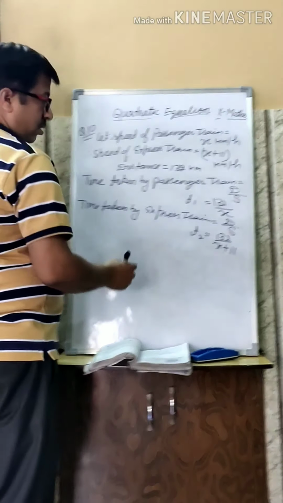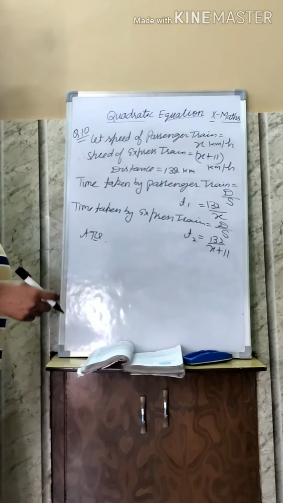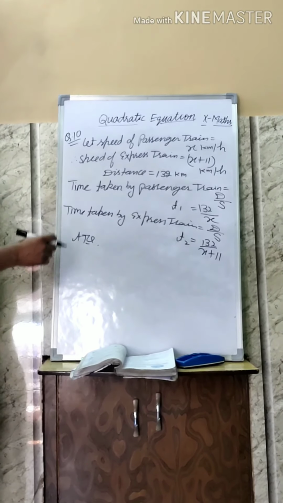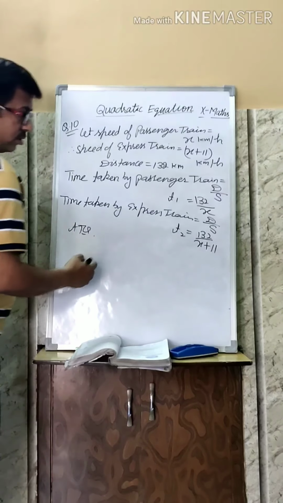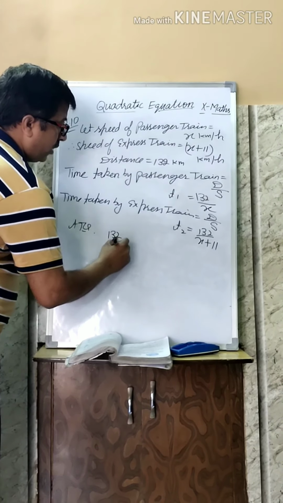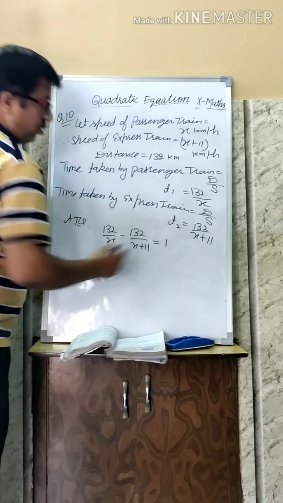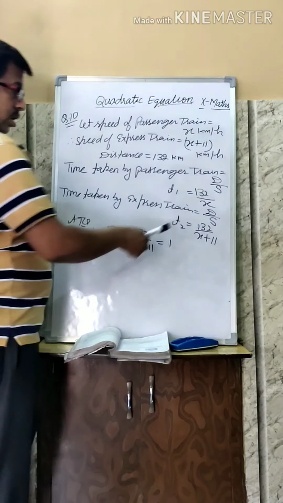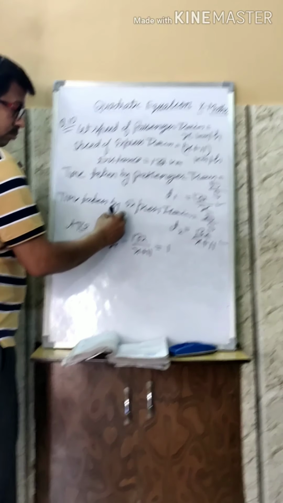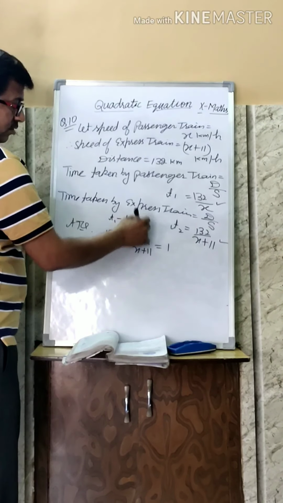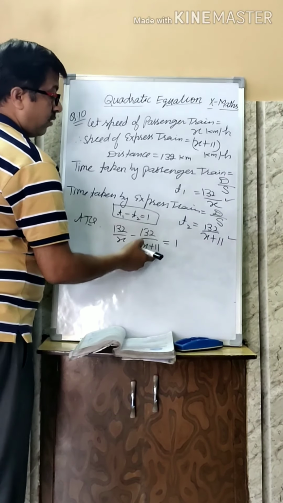Clear this? So according to the question, because my dear students, you know this express train takes less time, so you write 132 upon x minus 132 upon x plus 11 is equal to 1, because it takes less time and the passenger train takes more time. You know very well, more time minus less time is equal to 1. Clear this? You see this? And this is the main equation.